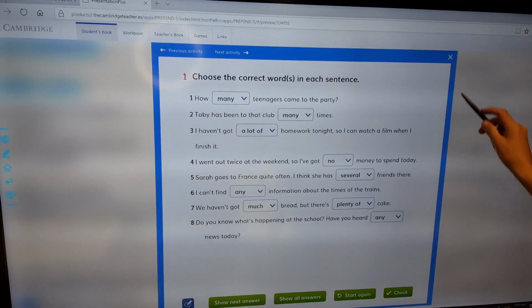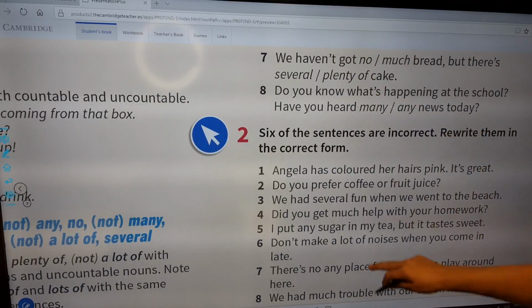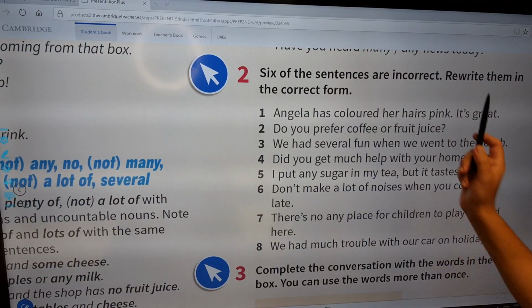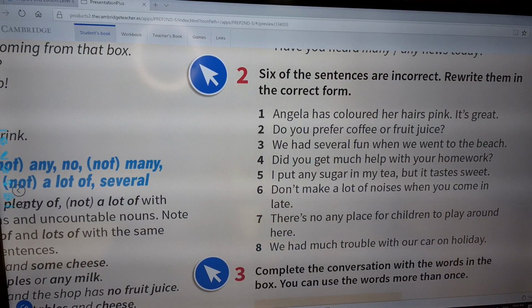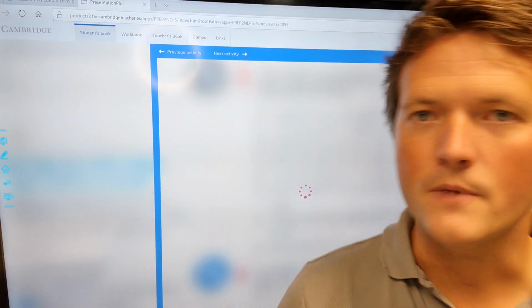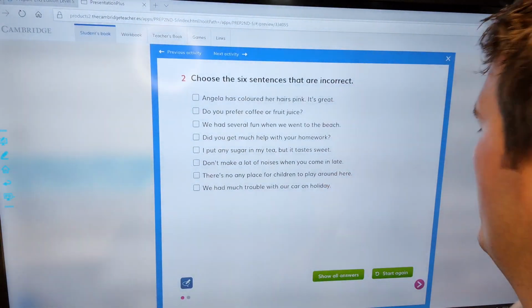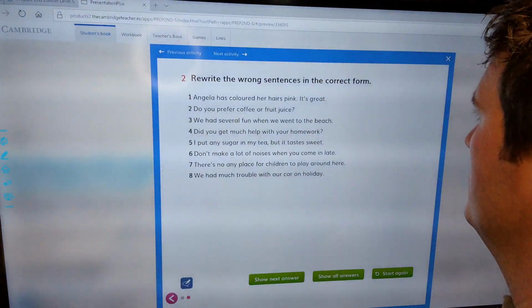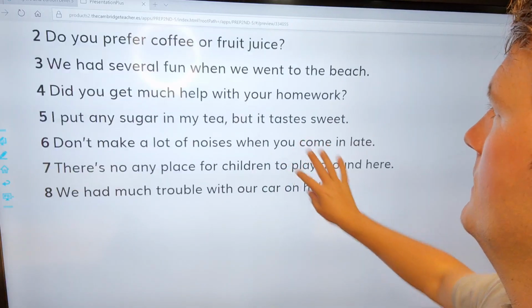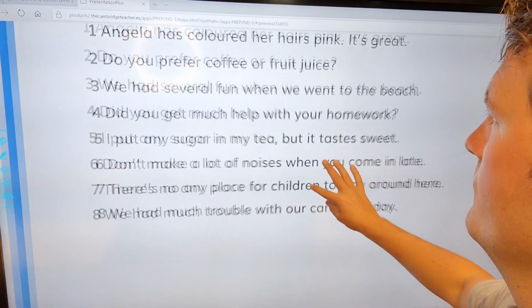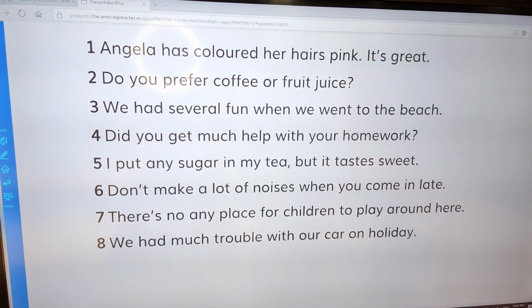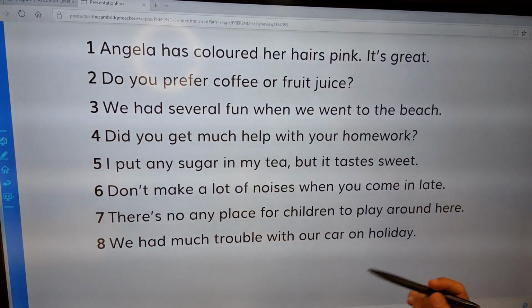let's have a look at the next activity. 6 of these sentences are incorrect. Rewrite them in the correct form. Well, I'm not going to waste my time rewriting them all, but what I will do is have a look at them and see how I can correct them here in exercise 2. So, let's see. In number 1, remember 6 of them are incorrect. 2 of them are correct.